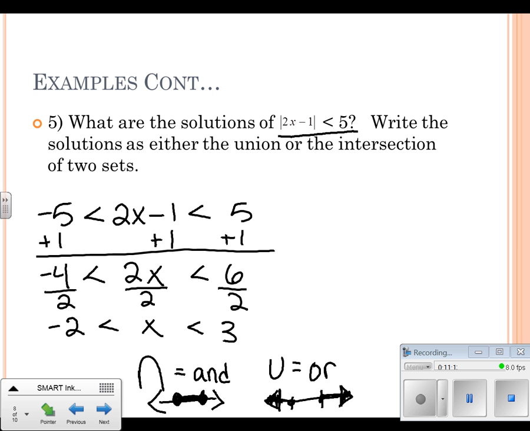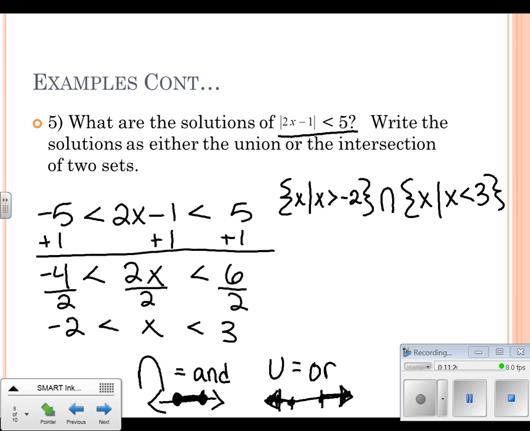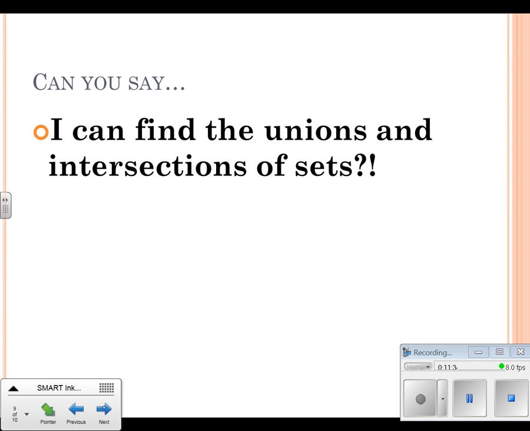So when we write our answer, we say all real numbers x such that x is greater than -2. And this is an intersection with all real numbers x such that x is less than 3. Once again, AND problems are intersections. OR problems are the unions.